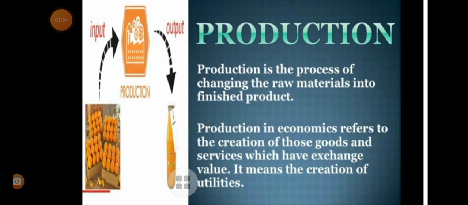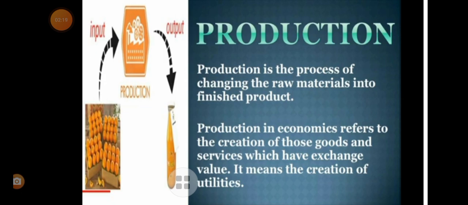Raw wood, we cannot use for many purposes. But if you make it into a table, the table will be beneficial for many purposes. Isn't it? Likewise, when you convert the raw material into a finished product so that it can be used for different purposes, that process is called production.